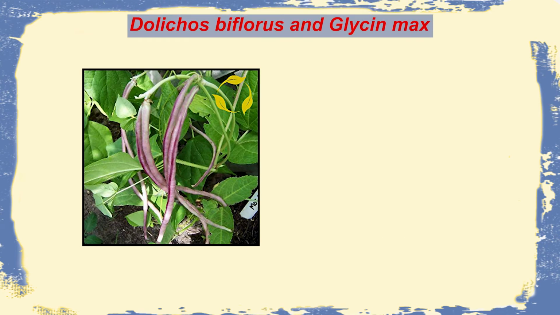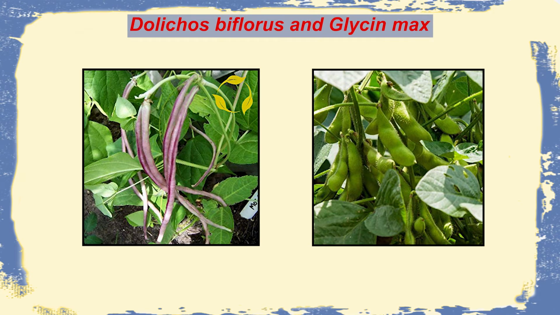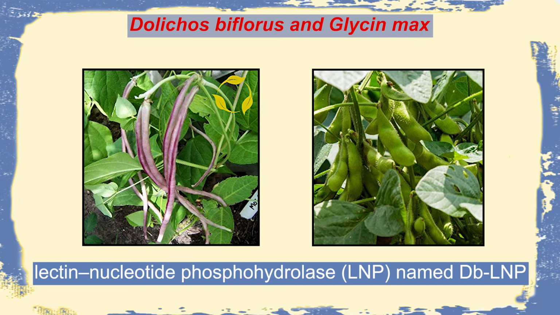Similarly, in case of Dolichos biflorus or Glycine max, there is the typical lectin nucleotide phosphohydrolase or LNP responsible for nod factor binding. And as I told you, nod factor recognition and binding only occur in presence of the specific flavonoids produced by the plant root.